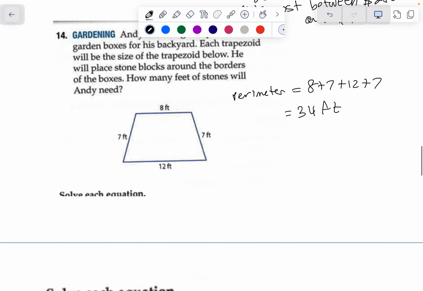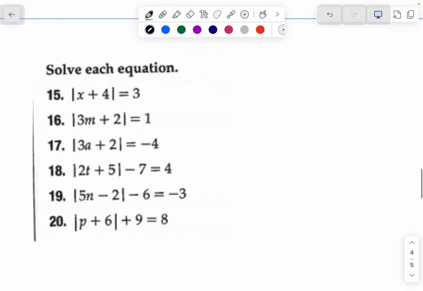Okay. But what I did include were some absolute value equations. Now, on the test, there are 3 absolute value equations. So let's practice those. For an absolute value equation, you got to remember, the main thing to remember is 2 cases.